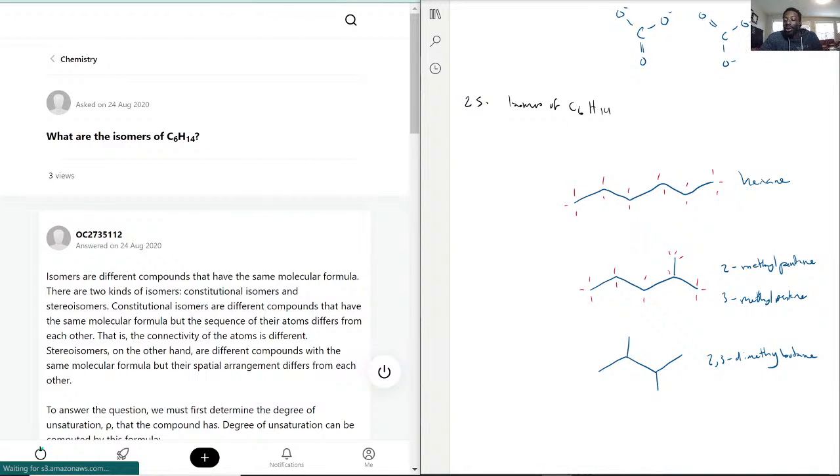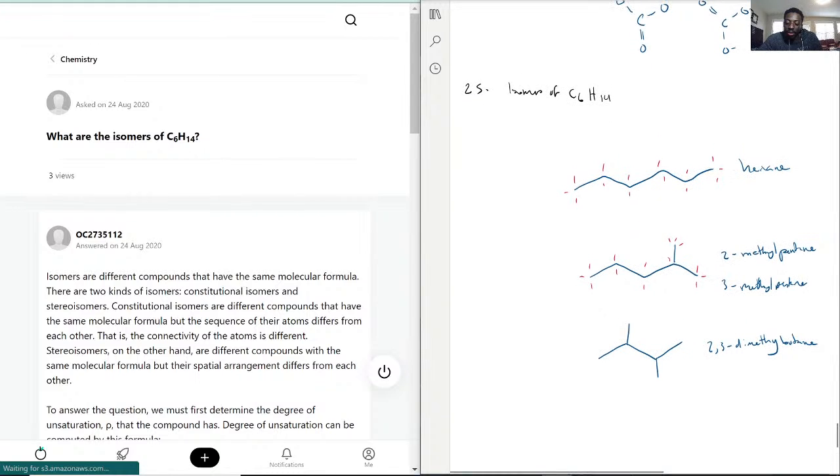There may be more, but I do believe this might be it, because no matter how else you rearrange it, you end up with one of these names. I tried putting it in different terms, but even if I did something like this, it would still end up being the 1, 2, 3, 4, 5. It'll still be 3-methylpentane. So yeah, I believe these are all of them that can exist.